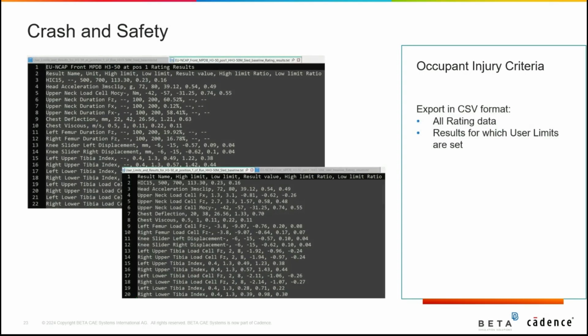Finally, for occupant injury criteria, it is now possible to save in ASCII files all the data needed for consumer ratings or legal regulations. Until now, this was possible only for US NCAP and IIHS. If user limits are applied, then a separate CSV file will be created with the results for which a user limit is set.